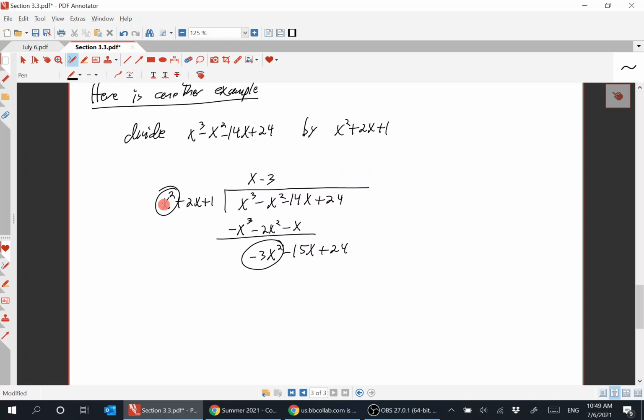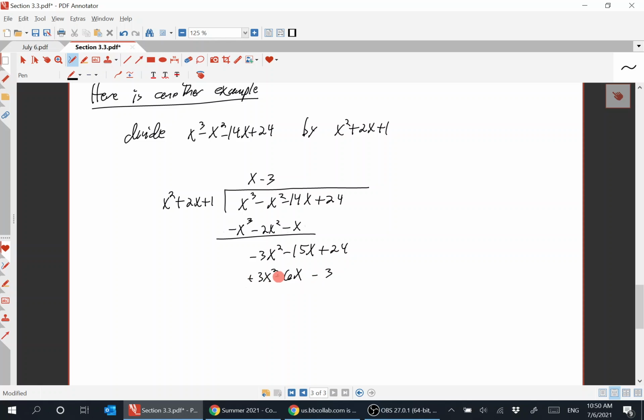X squared multiplied by minus 3 gives me minus 3x squared. So I'm going to write that down here: minus 3x squared minus 6x minus 3. But I need to subtract that. First I'm just going to write down that product. Minus 3 times x squared plus 2x plus 1 gives me minus 3x squared minus 6x minus 3.